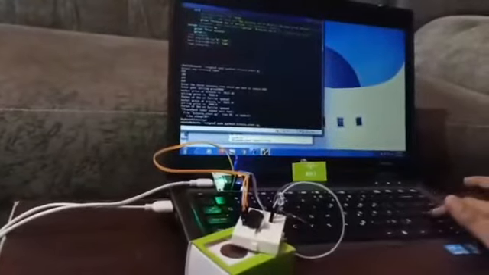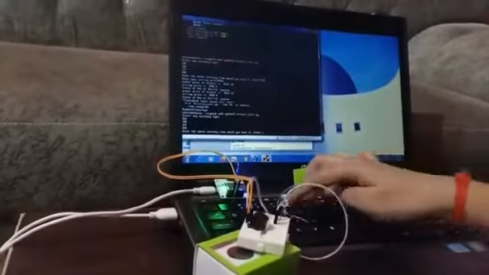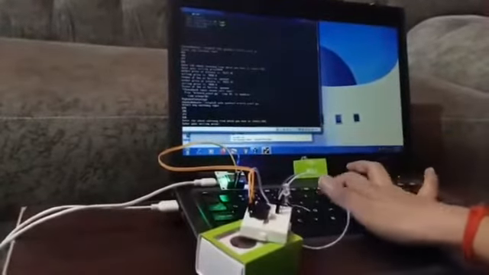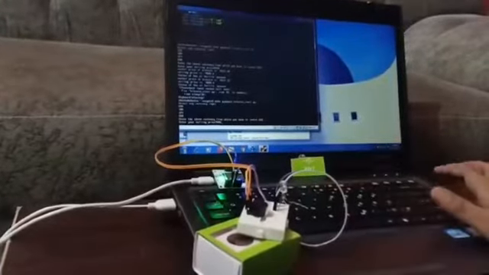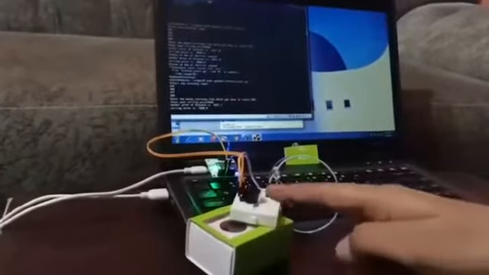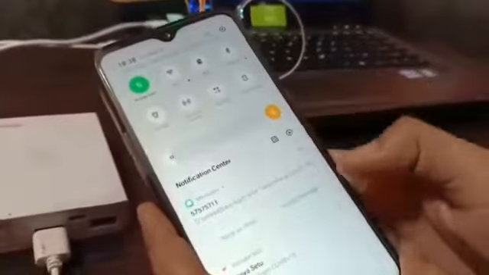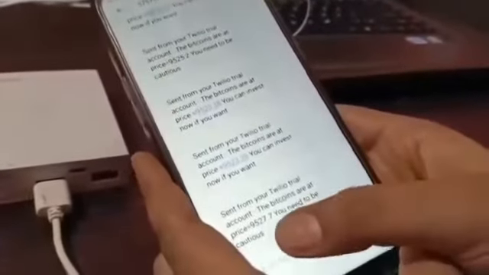Now we have given a keyboard interrupt, and we are running our code again. Suppose I am investing again in USD, and let's see if our selling price is 7,000. Then see what happens. See, the buzzer is beeping. Now the buzzer has stopped, and we have again a message from Twilio that Bitcoins are at this price and you need to be cautious.